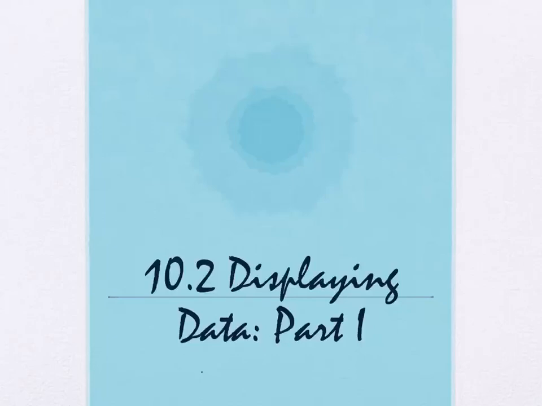10.2, we're talking about displaying data, different kinds of graphs, and we started this last time. I mentioned 10.2 and 10.3 are really all one massive section of material. So here's the second half of this one.